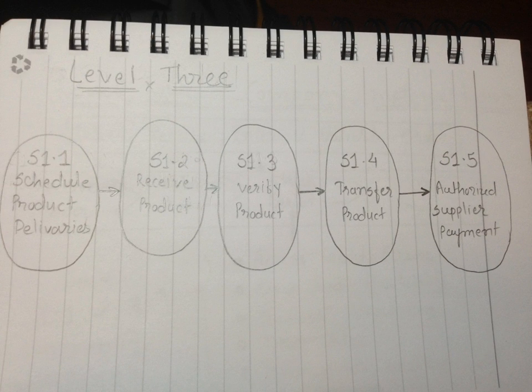Further down the hierarchy is the actual processes related to the variations just mentioned. So S1 being a source stocked product, because S means sourced and 1 means stocked as opposed to 2 or 3, so S1.1 means schedule product deliveries, S1.2 receive product, S1.3 verify product, and so on.